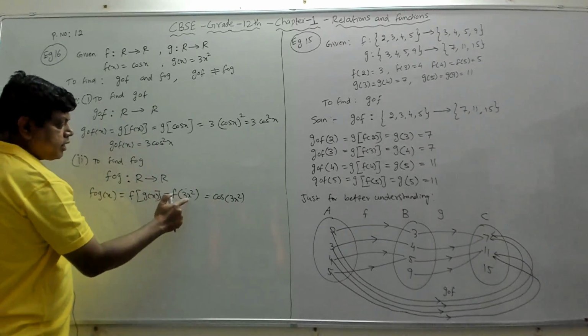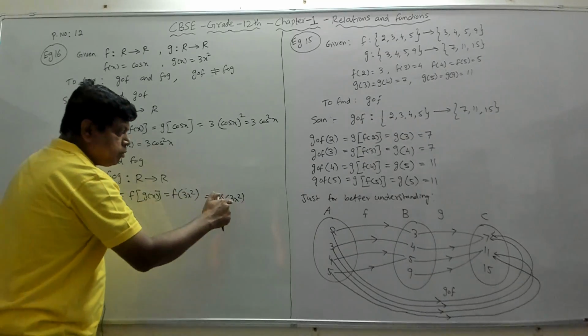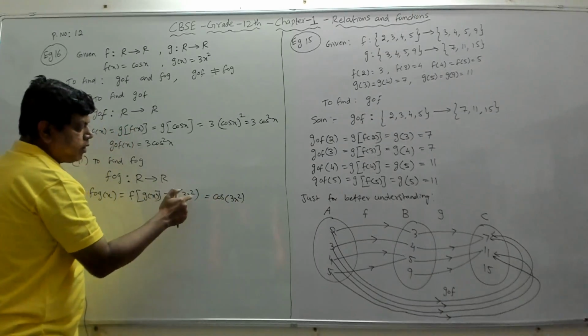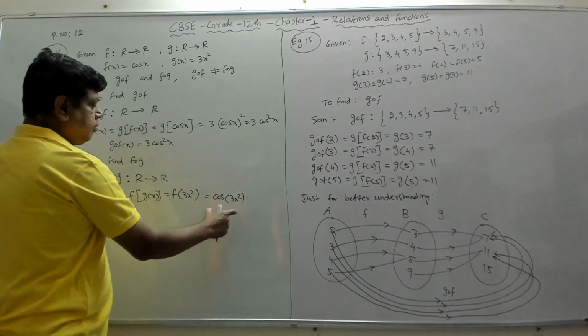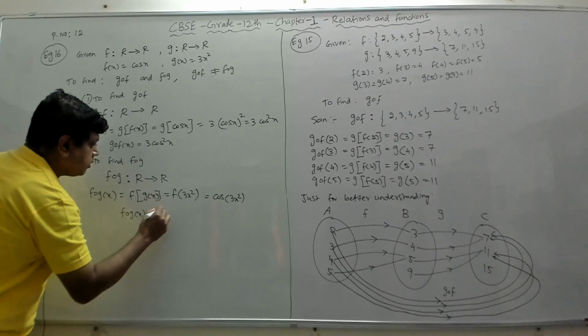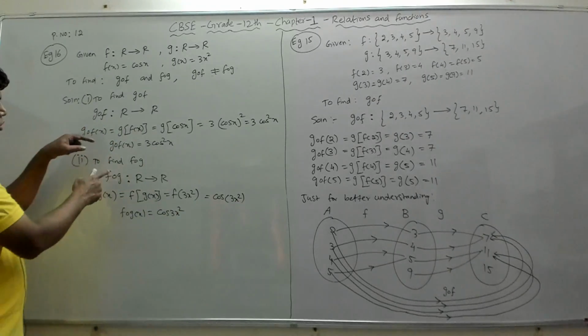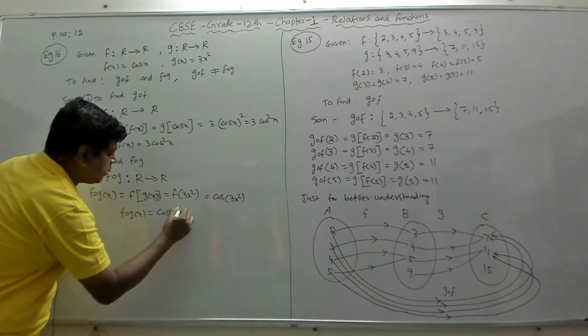We should think of 3x square as x. So f of x is what? Cos x. But in the place of x, I will put 3x square, because in the place of x, I have 3x square. So this is your f of g function. So your f of g of x function is what? Cos 3x square.